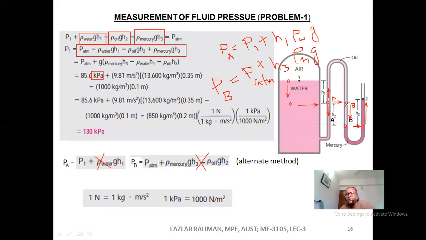Then you are moving upward by what height? By H2. This height is H2. And the fluid is oil, so minus H2 rho oil into G. Same equation, but if you think this point is right over here, then it's a problem. Actually, this A is over here, B is over here. Then you say PA equal to PB, then figure out the pressure in the tank.